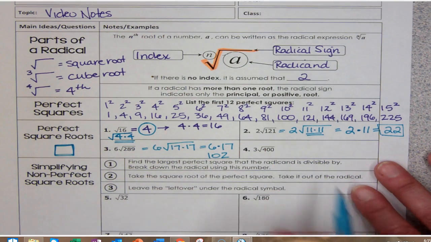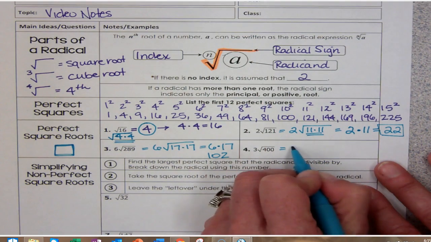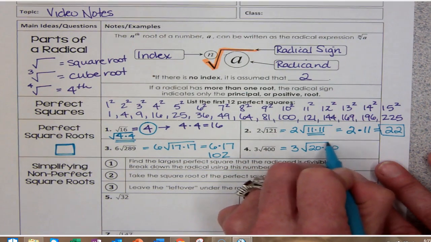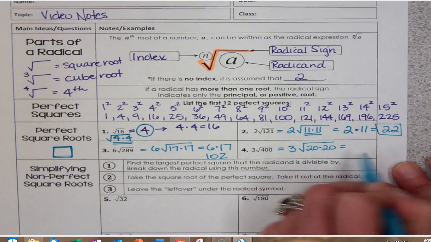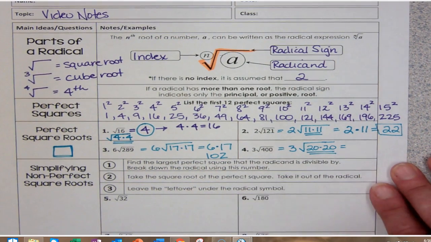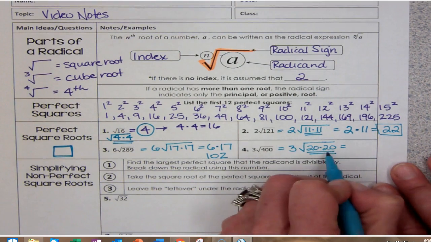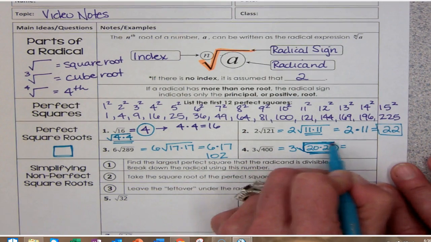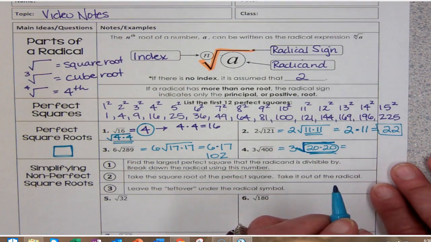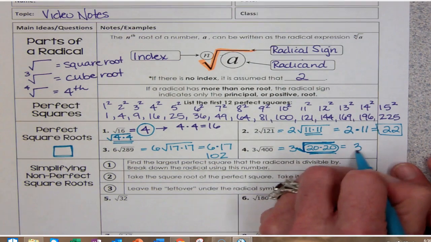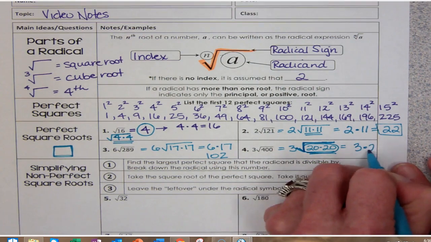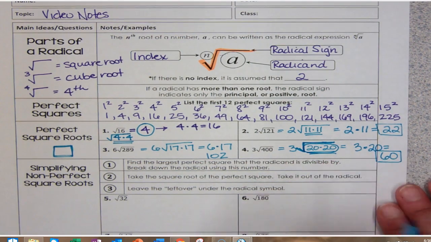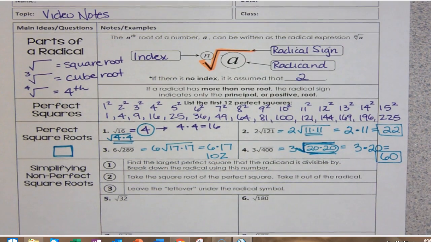And again, 400 is a perfect square of 20. 20 times 20 is going to give you 400. So there's 2 of those 20s. What we're going to start doing is we're going to be circling the pairs and knowing that since those are a pair, you can bring them outside of the radical. You take one of those 20s outside of the radical, and I'm going to get 60.